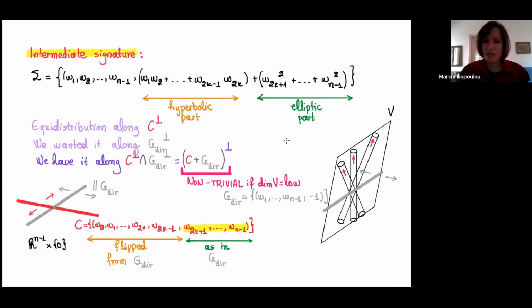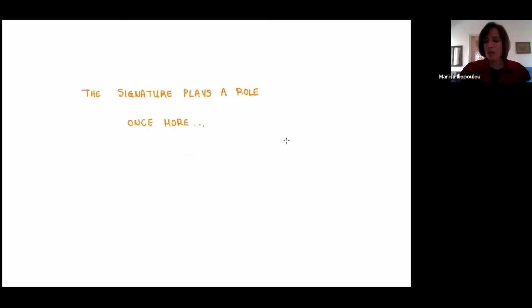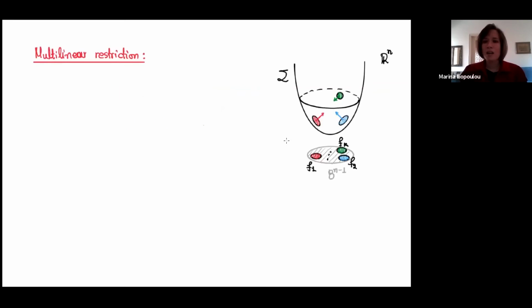Because, yeah, it gives this high common component between the two spaces. There is another place where the signature plays a role, and that has to do with multilinear restriction. So what is that about?